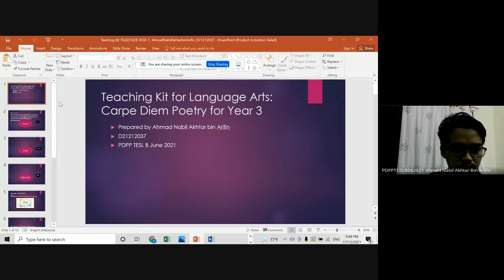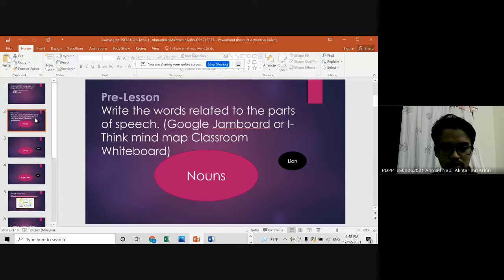As we all know, the Carpe Diem poetry consists of the parts of speech that the students must know first before constructing this poetry. So in the first part of the lesson, which is the pre-lesson, before we start teaching the Carpe Diem poetry, we teach our students how to identify the parts of speech first.